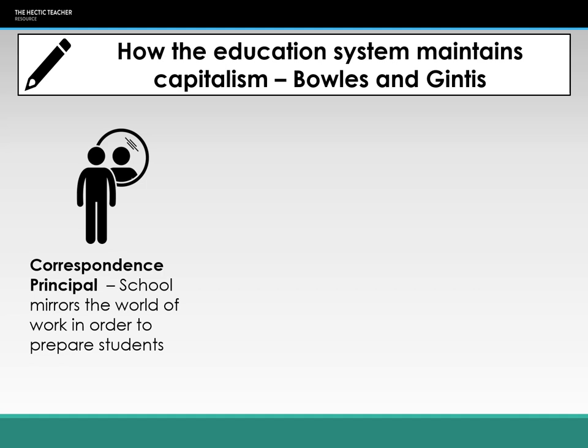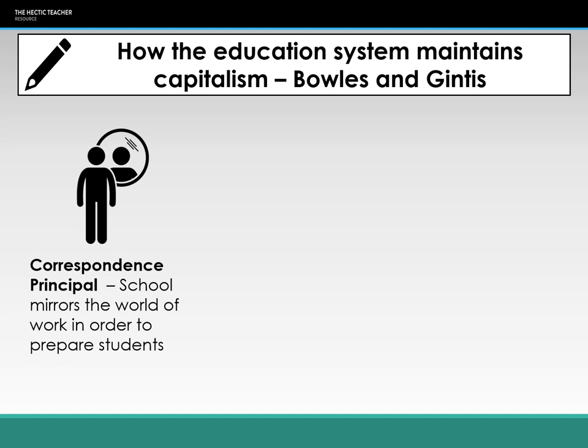You've also got things like discipline and consequences. In school, you don't do your work, you get a punishment. In the world of work, you don't do your job, you lose your job. You don't do as you're told, you can lose your job. There can be sanctions put on you.